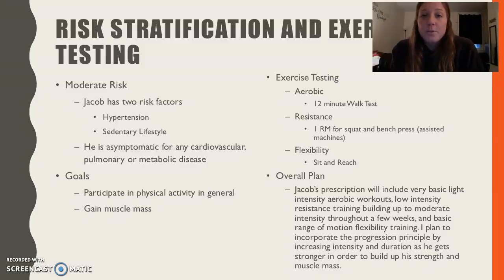Overall, Jacob's prescription will include very basic light intensity aerobic workouts, low intensity resistance training building up to moderate as he gets stronger over the few weeks, and basic range of motion flexibility. I plan to incorporate the progression principle by increasing intensity and duration as he gets stronger to build up his strength and his muscle mass.